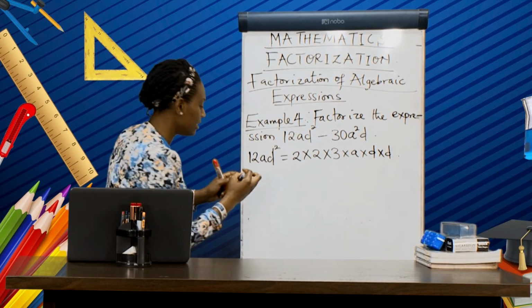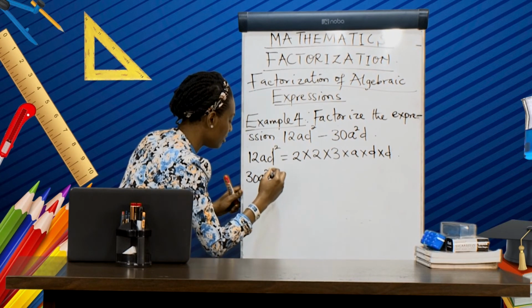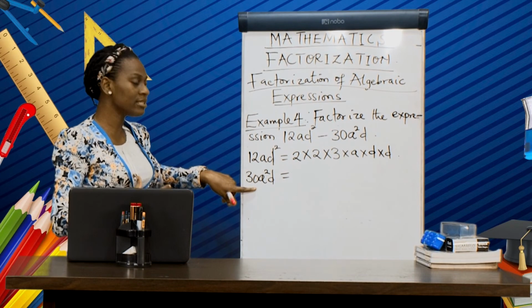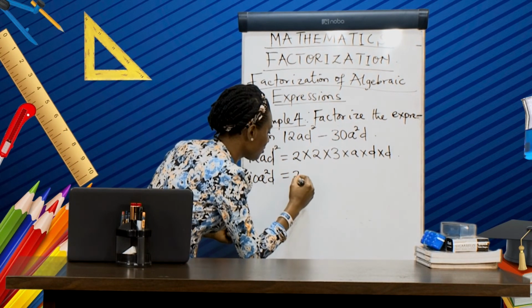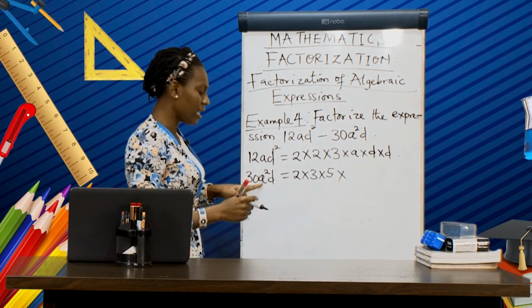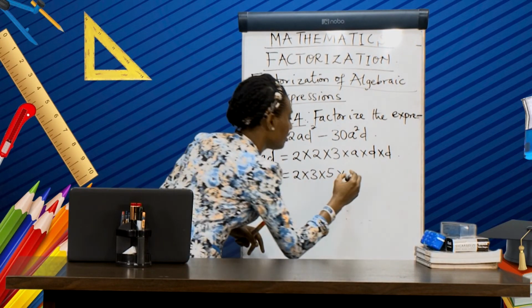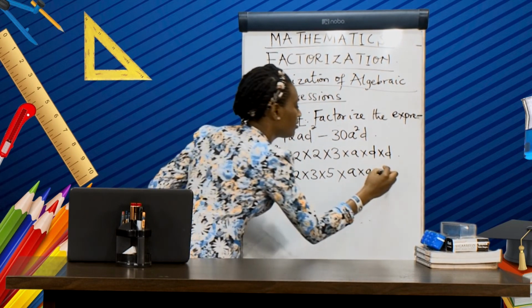The next one is 30a squared d. Let's break that down also. 30 is 2 times 3 times 5. So we write 2 times 3 times 5 times a squared. A squared means a times a. A times a times, then we have d.